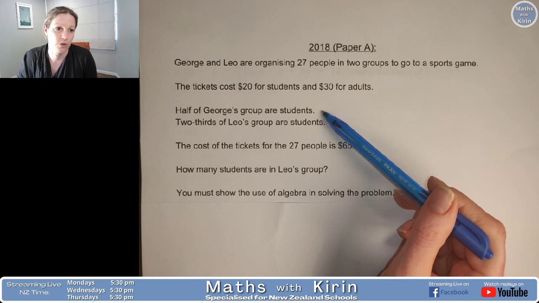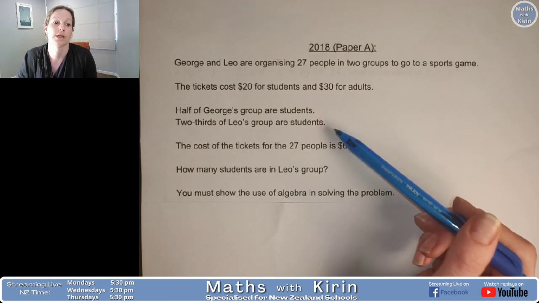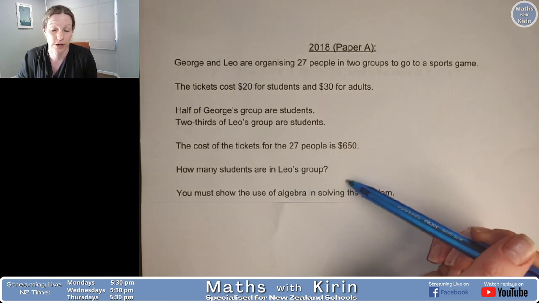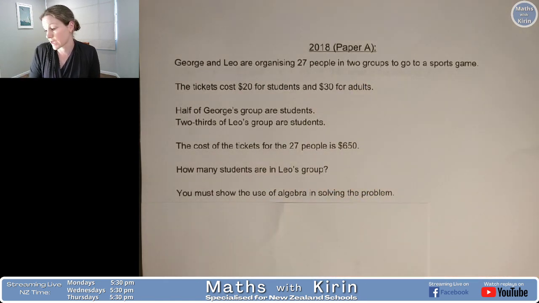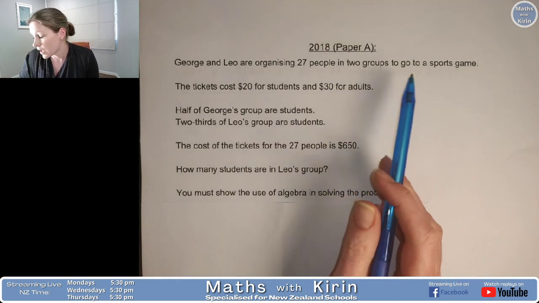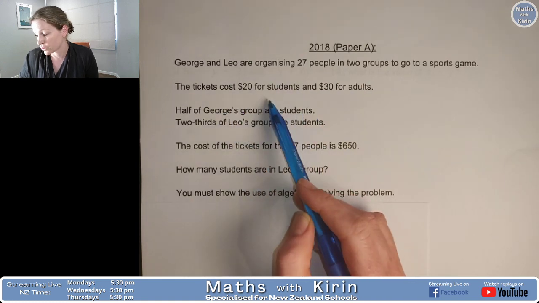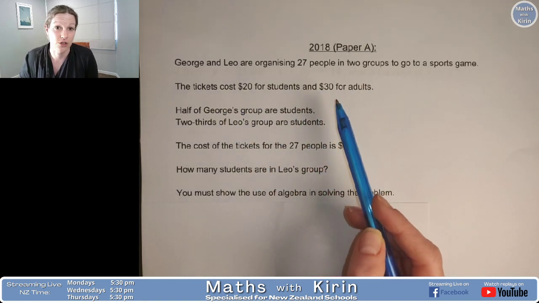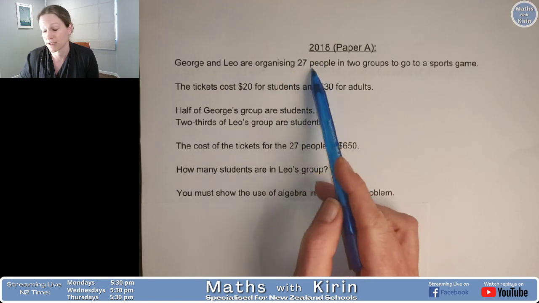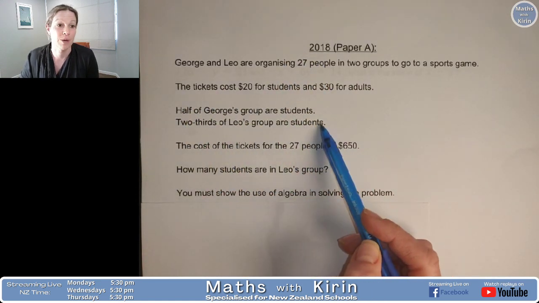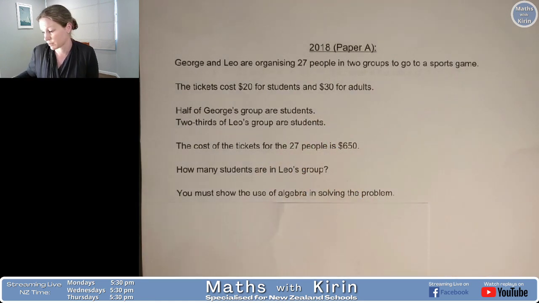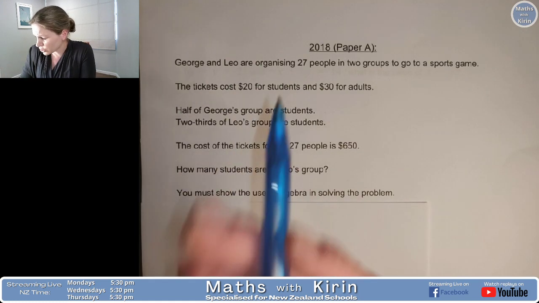We know half of George's group of students and 2/3 of Leo's group of students, and the question is asking how many students are in Leo's group. So lots of information for this one. Again, we're going to start in exactly the same place by writing out our equations. So the first thing we need to do is use the information that we have for students and adults in order to find how many students and how many adults we have in that group of 27. Once we've done that, we can use this information in order to find out how many people we have in Leo's group, and then we can find how many students. So quite a lot of steps with this one. So 27 people.